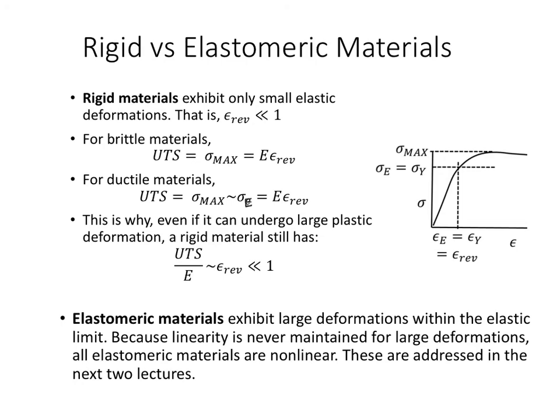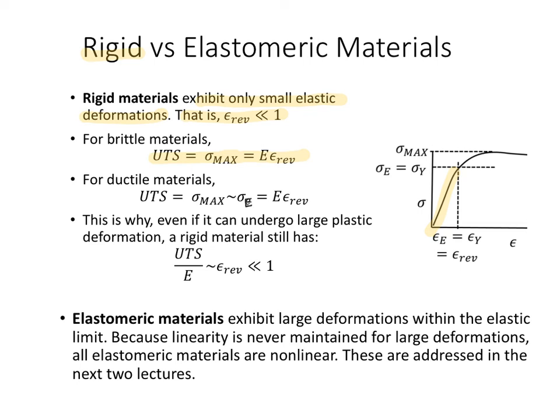Both ductile and brittle materials are types of rigid materials. What that means is that they exhibit only small elastic deformations. That is, the reversible strain is always much less than 1. For brittle materials, we saw that the ultimate tensile stress, or the maximum stress, is the Young's modulus times the reversible strain, because that all occurred within the linear range.